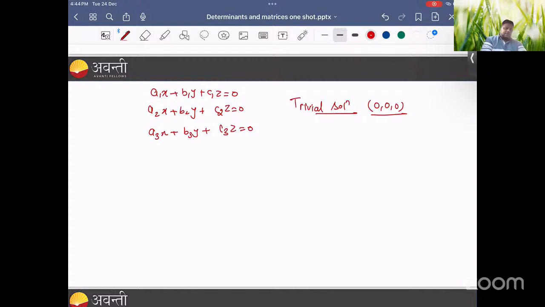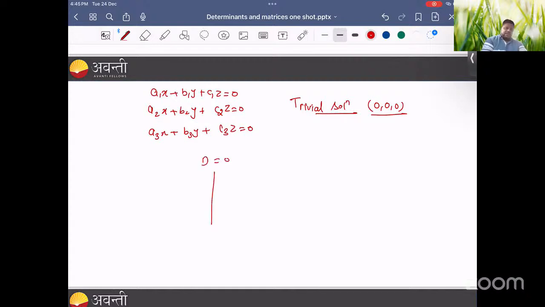Got it? So it's a trivial solution. Now they are saying the system is having a non-trivial solution. That means it is having non-zero solutions also. So if the system is having non-zero solutions also, and 0, 0, 0 is a well-known solution, that means the system is directly having an infinite number of solutions.